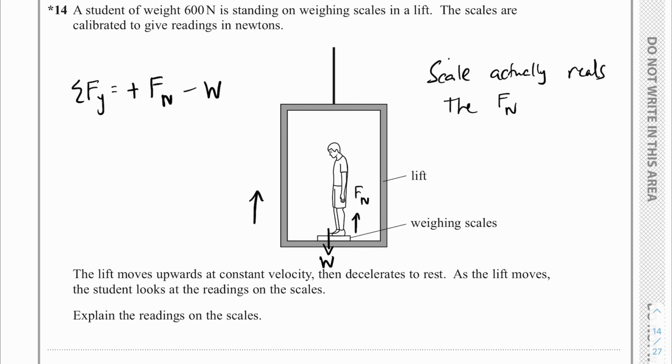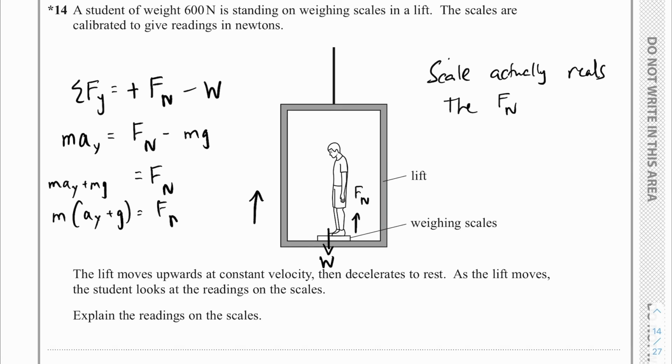So the sum of all forces is going to be what? Mass times the acceleration in the y direction equals our normal force, take away mg. So we add mg to both sides, and we can say that the normal force is dependent on what? It's dependent on m, ay plus mg. We can take m as a factor. So m times (a plus g) is our normal force.